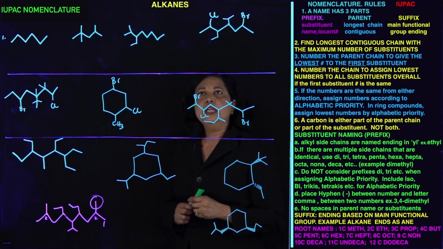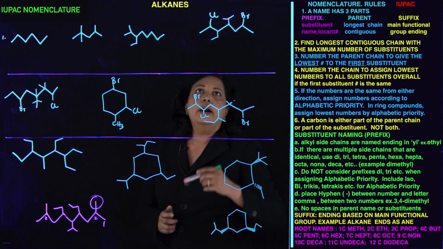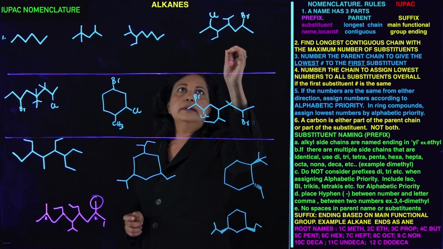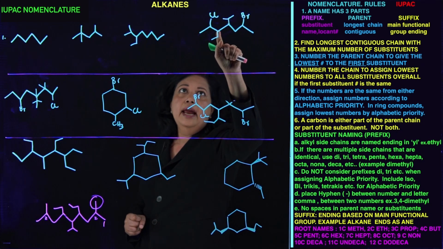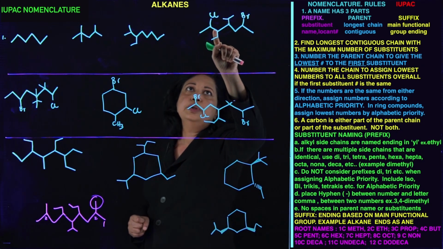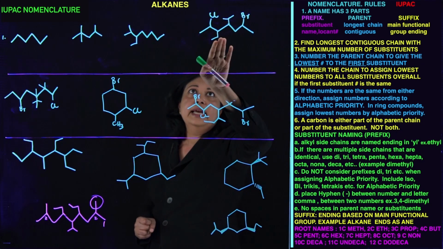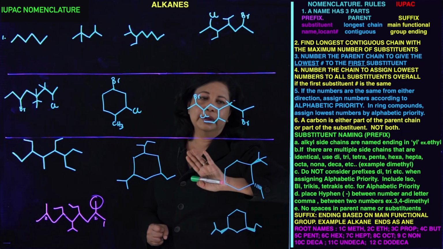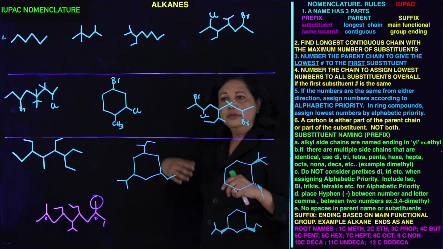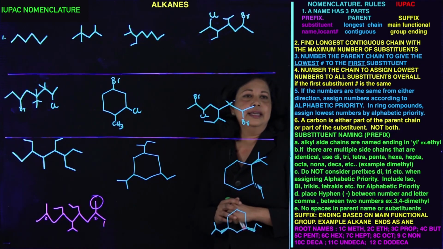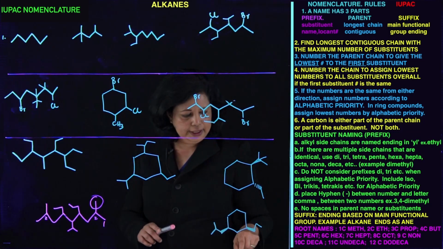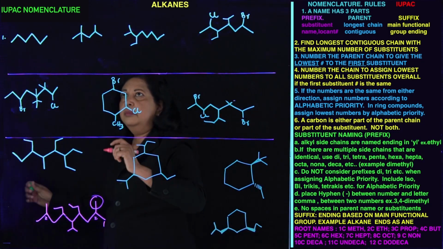And then each carbon is either part of the chain or part of the substituent. It cannot be part of the chain and part of the substituent, okay? So once you take the chain out, everything else is the substituent. You can't count a carbon twice, one for parent, one for substituent, okay? All right, so having gone that far, let's do a problem here.